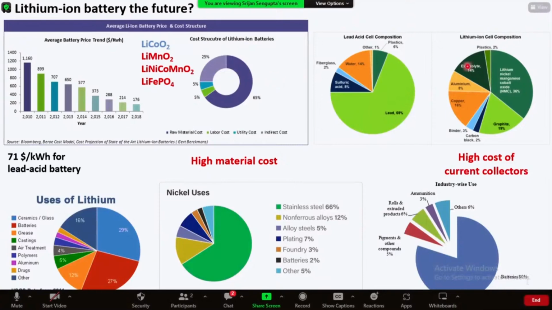Also, if you go to the right-hand side, you see that a high cost comes from the current collector itself. You use copper and aluminum as current collectors. There itself is 25% of the weight of the battery. So you put a lot of money only into current collectors, which are not even an active part of the battery. And in that sense, if you see the lead acid battery, 70% comes from lead weight, 14 from water, and 8 from sulfuric acid.